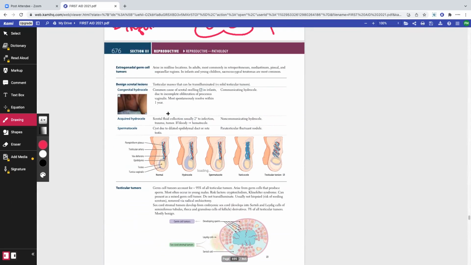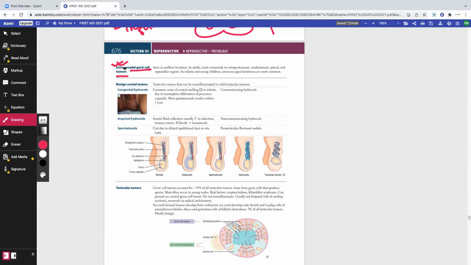Okay, so we are going to start from extragonadal germ cell tumors. So one more time, I apologize for asking this so many times. Is everyone ready? Yes or no? Okay. Let's begin. Extragonadal germ cell tumors.